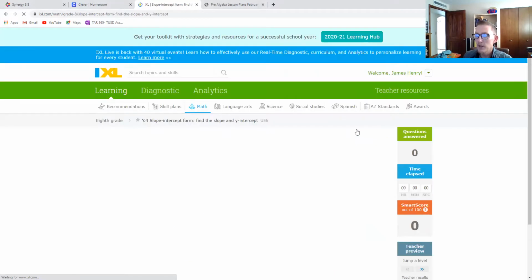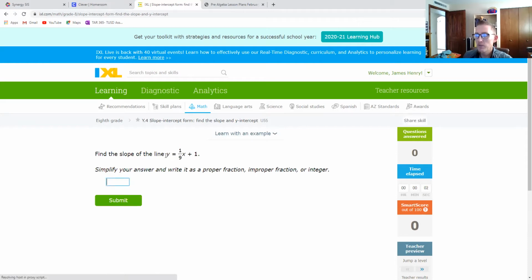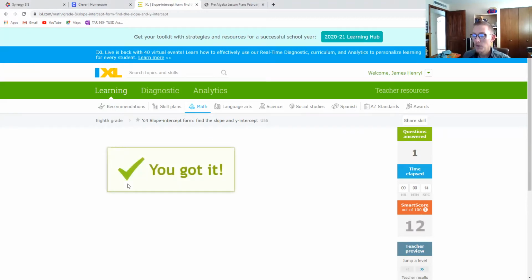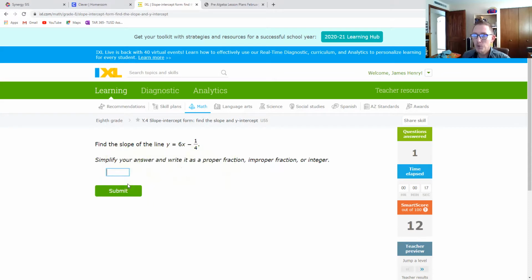So if we pull that up here, they're going to give you an equation. Find the slope of the line y equals 1/9 x plus 1. And all it wants is the slope. So you just have to recognize the slope is the number that's touching x. And so 1/9 is the slope. You don't even necessarily have to give both clues. Find the slope of the line y equals 6x minus 4. That's going to be 6. They may ask you for the y-intercept. They might ask you for the slope. Okay, and so that's going to be the IXL section for this particular lesson.